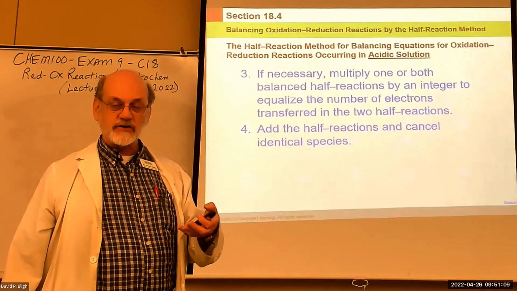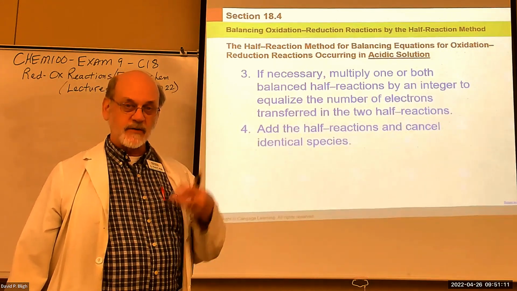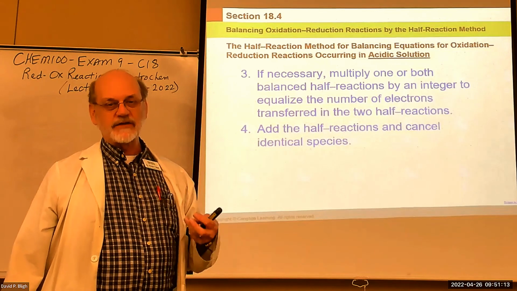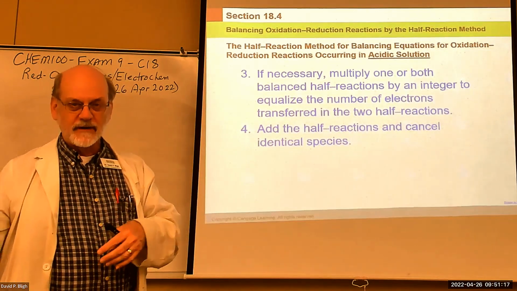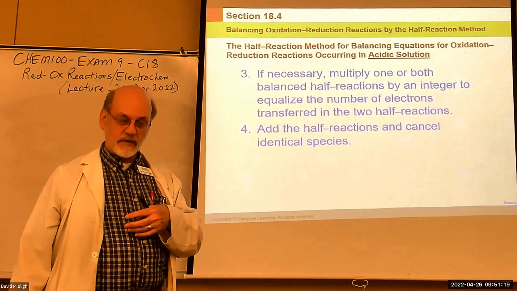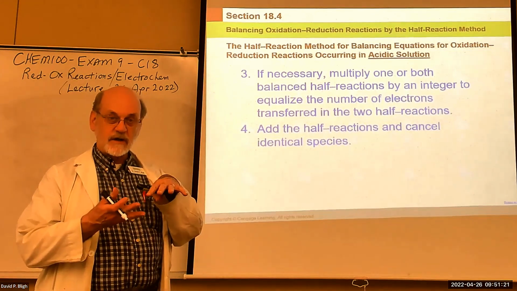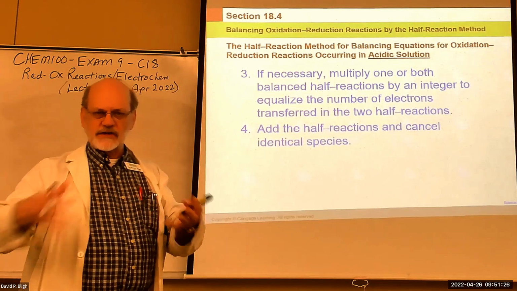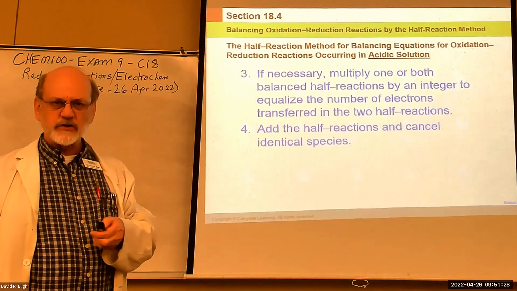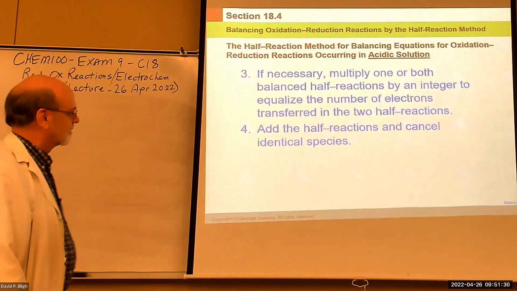And in that case, the electrons will cancel out. Because in one reaction, you have the same number of electrons on the product side, and in the other one, you have the same number of electrons on the reactant side, and they cancel. So in your composite equation, you won't have any electrons showing. And then you reduce it. And I'll show you what that means in a minute.